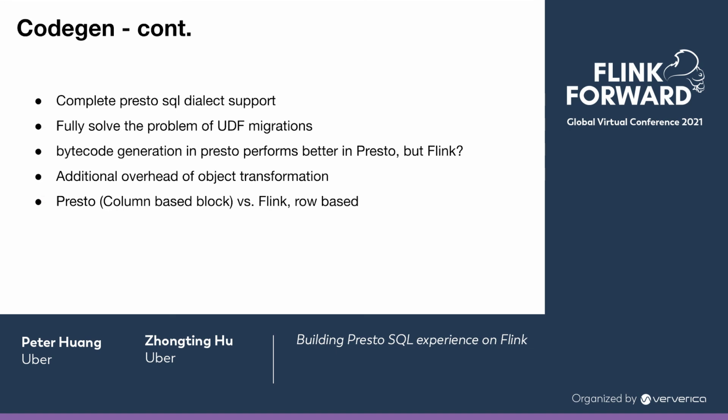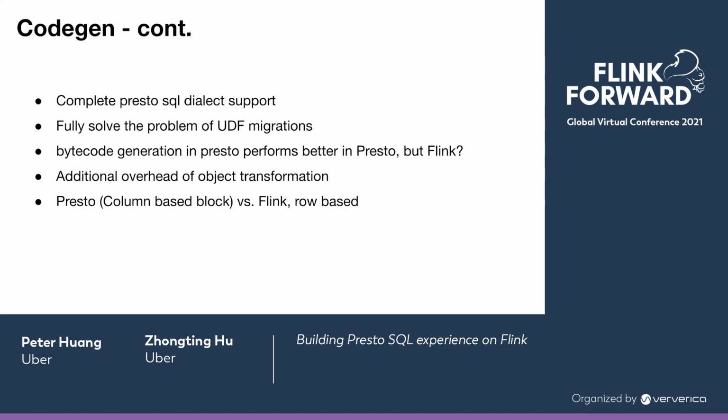So if you recall the last graph, the pros again is that we have definitely completed Presto SQL dialect support, and we fully resolve the UDF migration issues because all these UDFs are natively generated by Presto CodeGen. Some of the things we need to consider: the reason original Presto uses bytecode generation is that it wants to use the JVM compiler performance to automatically do the optimization of this CodeGen.